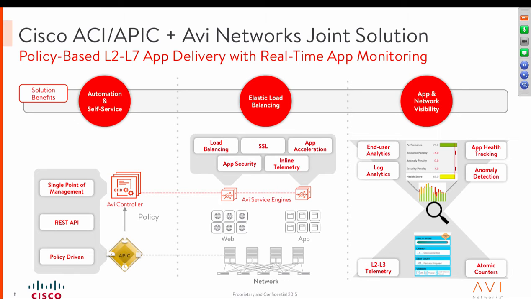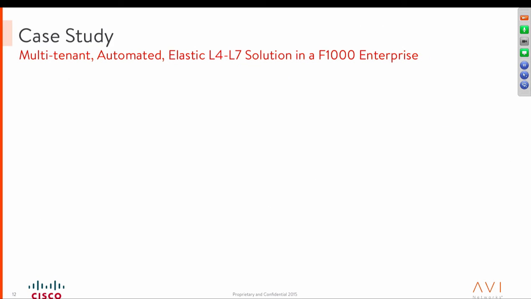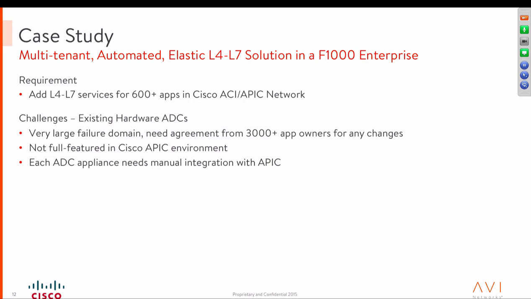All right, so I think we are one slide away from the demo. Before we do that, though, let's spend a minute on a joint customer that both APIC and Avi solutions were deployed in, as a quick case study. This is a Fortune 1000 enterprise in which the customer wanted to deploy layer 4 through layer 7 services for over 600 applications. They wanted a multi-tenancy, full automation environment. They did have existing load balancers for the traditional environment. However, with their initiative of software-defined with Cisco, they wanted to be more agile, more programmable and software-defined.